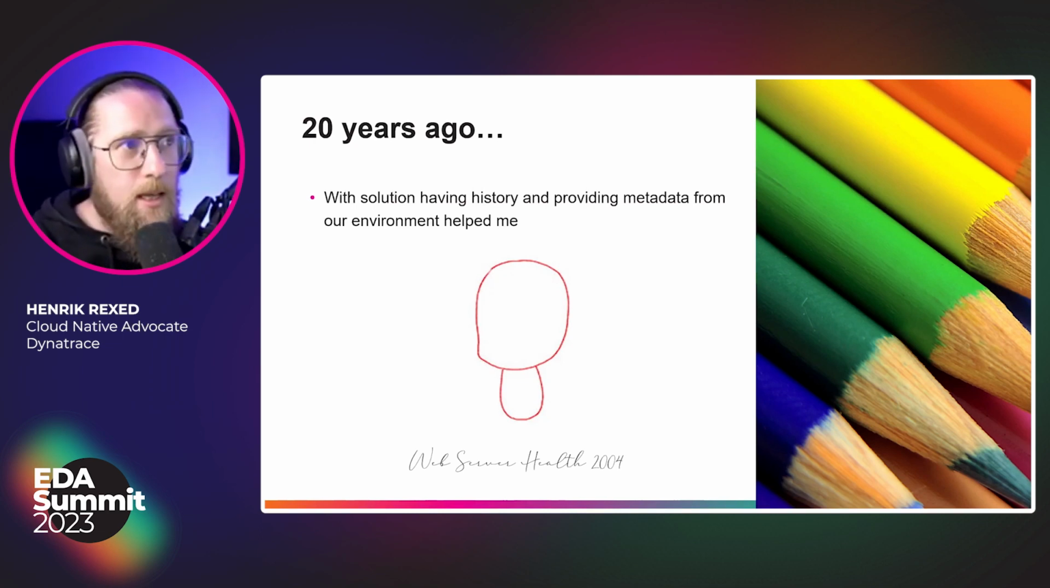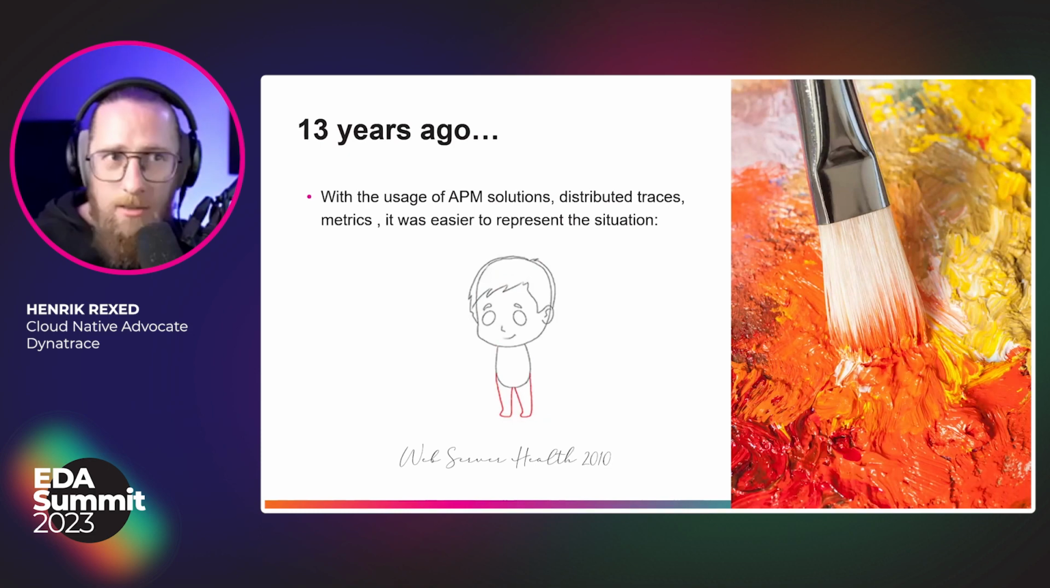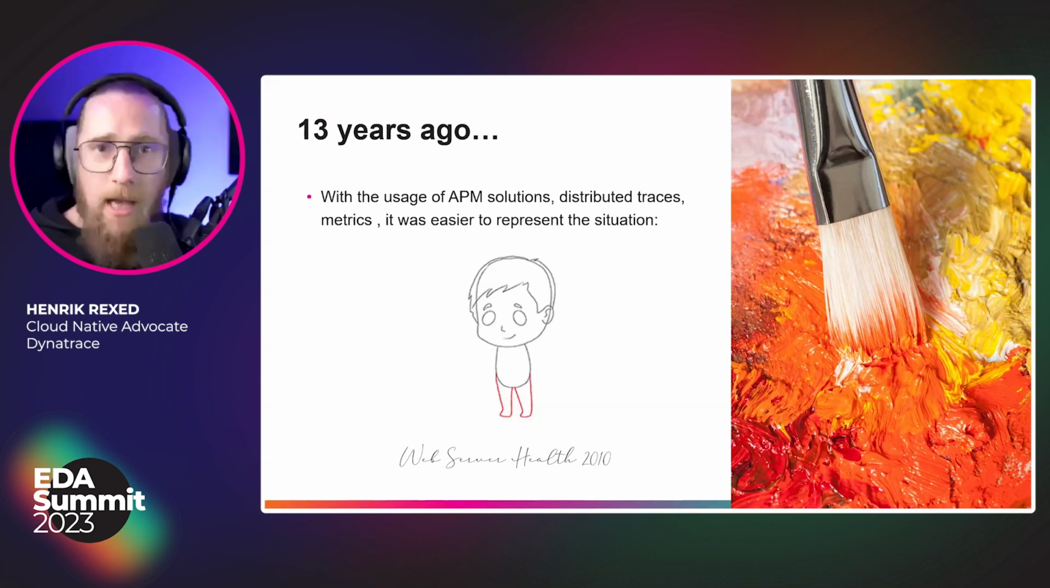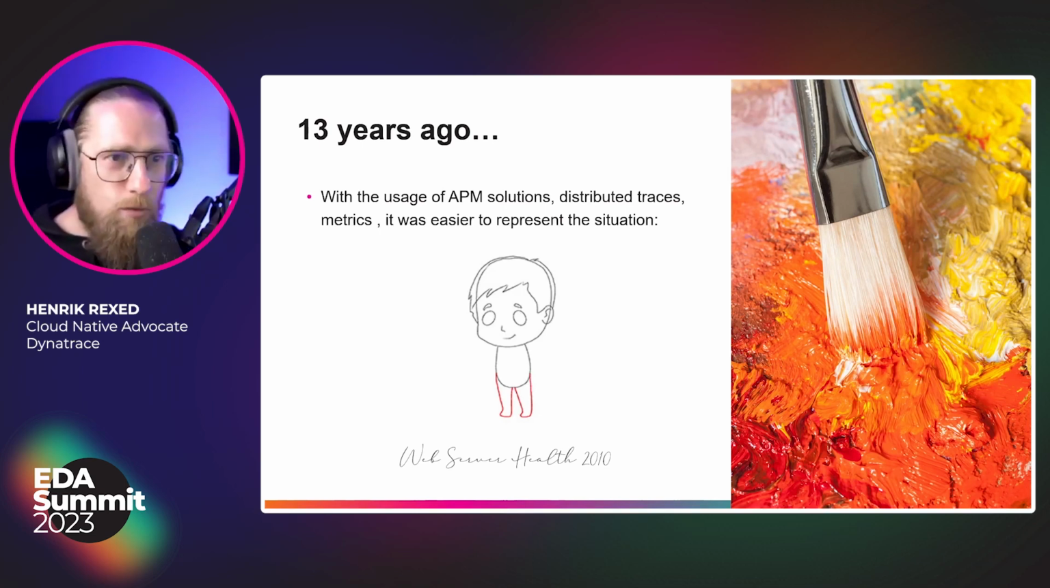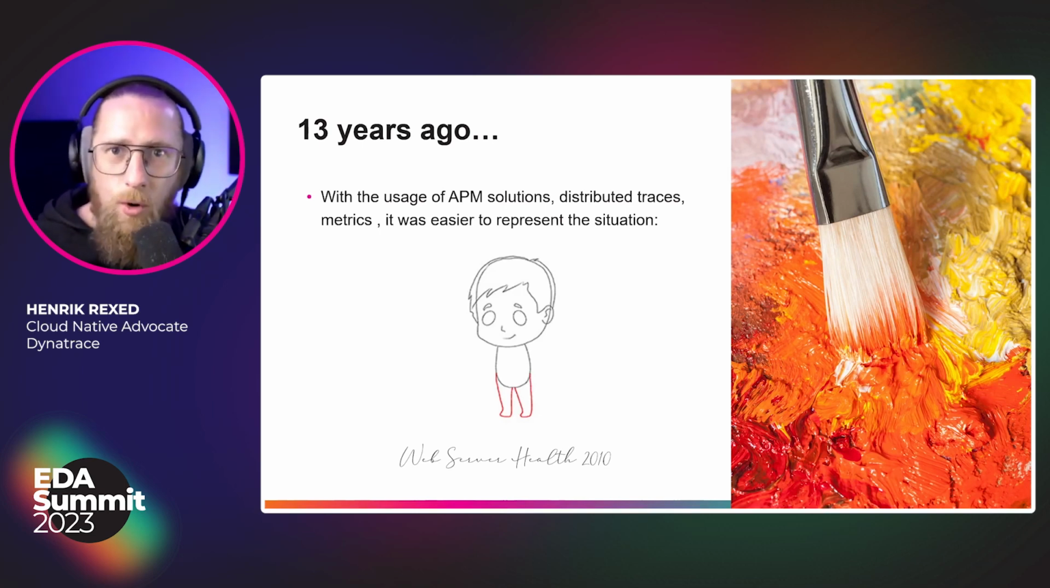Then 13 years ago, we implemented APM. For those who don't know what APM is, APM stands for Application Performance Monitoring, showing the health of a solution. And I was able to get some distributed traces because a couple of solutions out at that time were producing tracing. And we had metrics and so on. So now things were a bit more connected. So I was able to shape almost like eyes, a mouth, a nose on that server. So it was more reflecting what was the actual situation at that time. So web server health in 2010.